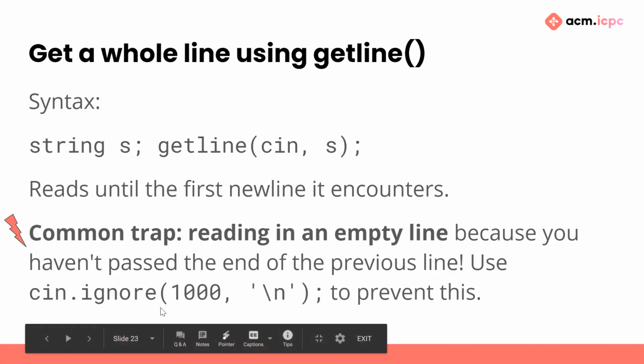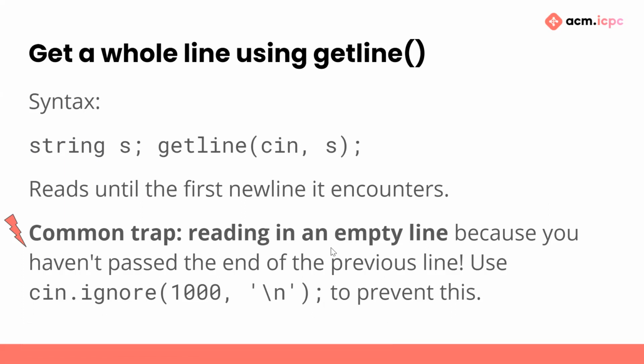So you can use cin.ignore with some number. I think Smallberg likes 1000, but really any number is fine. And backslash n, the new line character. You can just treat this as a magic string that you run before calling getline if you had previously used cin into integer or cin into string, which would actually leave that dangling new line.